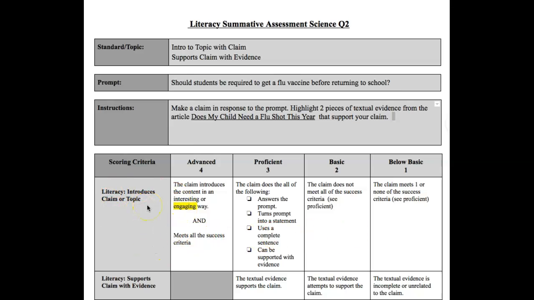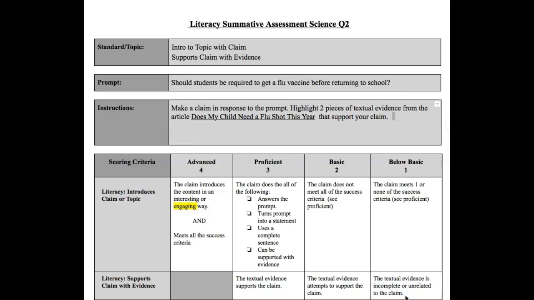Now this assessment will also be scoring your evidence. For evidence, I don't have an advanced option. For your proficient, you just need to make sure that both of your pieces of textual evidence support your claim, and that would get you a 3. A 2 would be the textual evidence tries to support your claim. Maybe one piece supports it and one piece doesn't. And a below basic would be none of your textual evidence supports your claim, or it's not related to your claim.